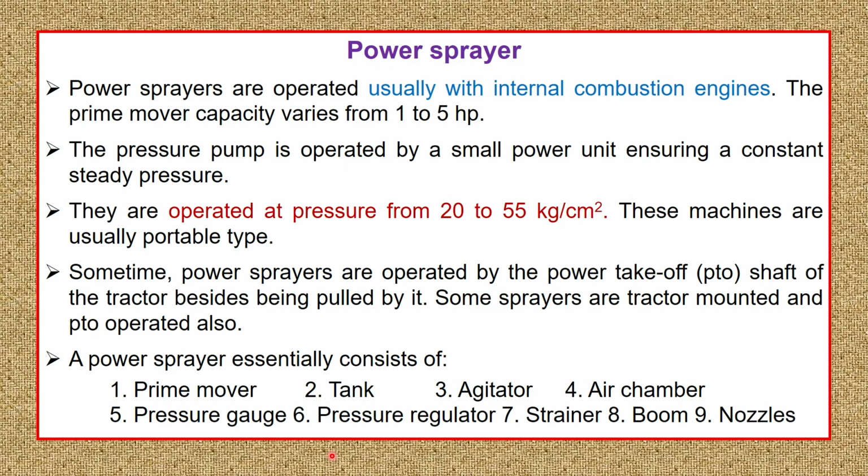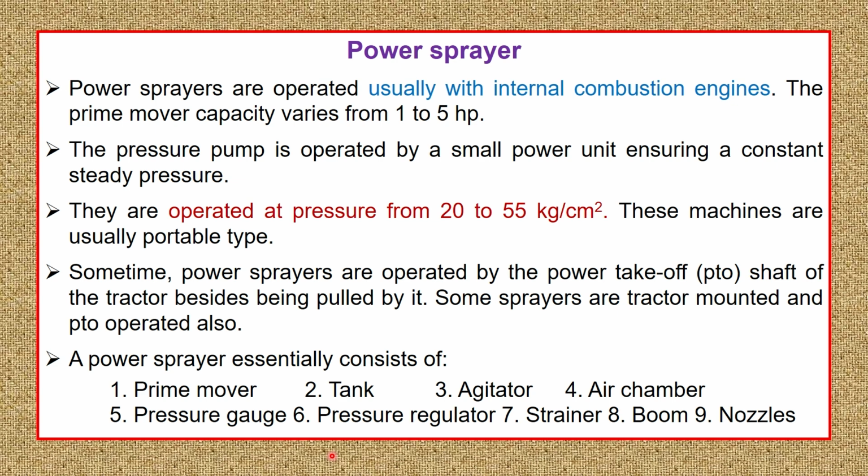There is an air chamber which is essentially required to pressurize the chemical, and a pressure gauge will be there to read the pressure at which the pump is pumping the chemical. And there will be a regulator too, with the help of which you can obtain a desired pressure by operating the pressure regulator. And there will be a strainer at the bottom of the tank where the pump will suck the chemical from the tank, and the strainer will ensure no solids or impurities come along with the chemical, so that no nozzles will be choked or blocked.